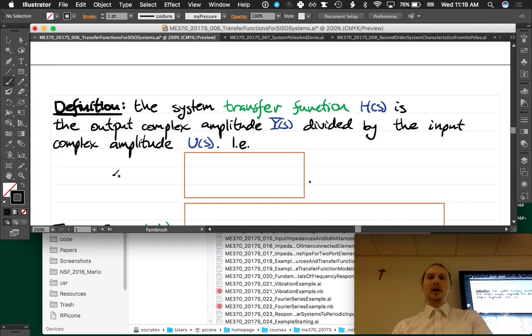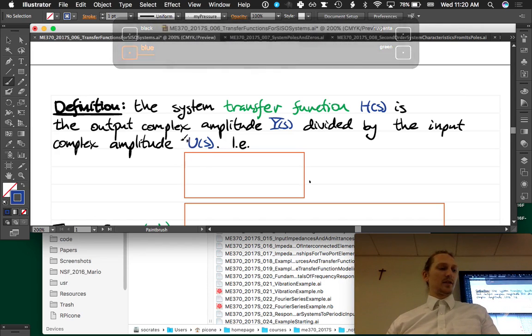And that allows us to make this definition. So the system transfer function, H of s. Notice we're using H again, suggestively. Remember the H operator, the system transfer operator? Well, guess what? It's very closely related to the system transfer function. I know, blowing your minds right now. The system transfer function, H of s, is the output complex amplitude, y of s, divided by the input complex amplitude, u of s. Okay? So that's just a definition.